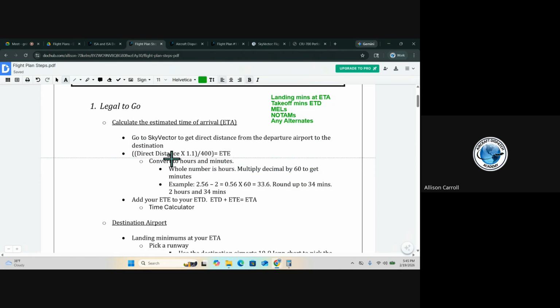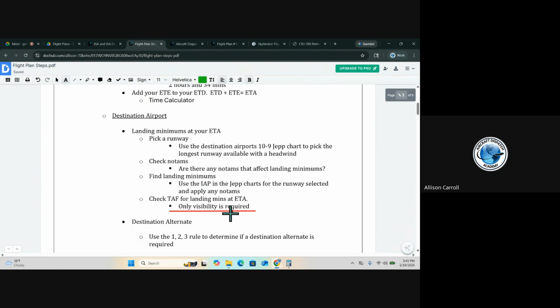That 56 minutes, remember, we went through the process. It gave us a decimal when we did this calculation. We just multiplied it by 60 to change it over to minutes. And then we added that 56 minutes to our departure time, and that gave us our arrival time, our estimated time of arrival. And again, I cannot emphasize this enough: use a time calculator. Please do not do it in your head. You guys are really, really smart, and I do know that, but please just use calculators.